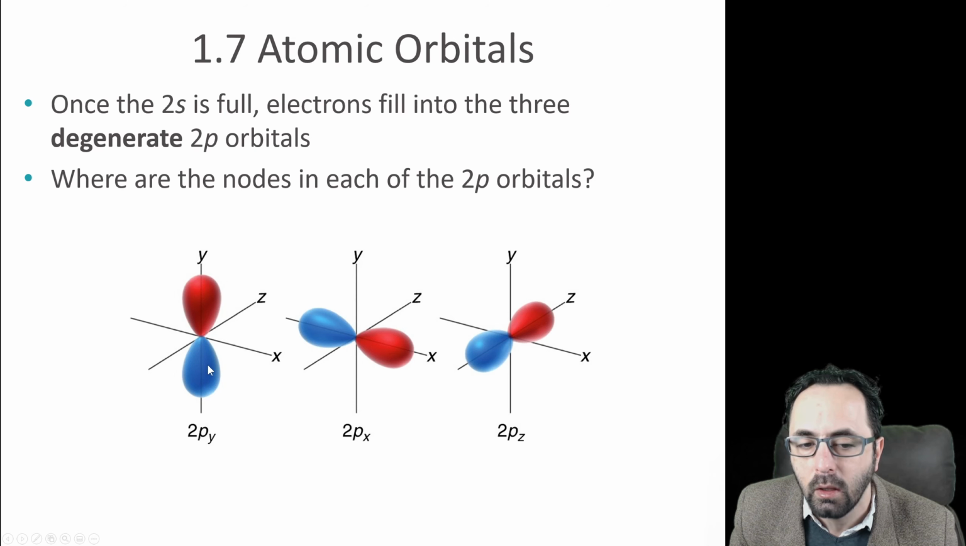Here we have the lobes in the y direction, the lobes in the x direction, 90 degrees, perpendicular to the y direction, and then lobes in the z direction, which is also perpendicular to those.